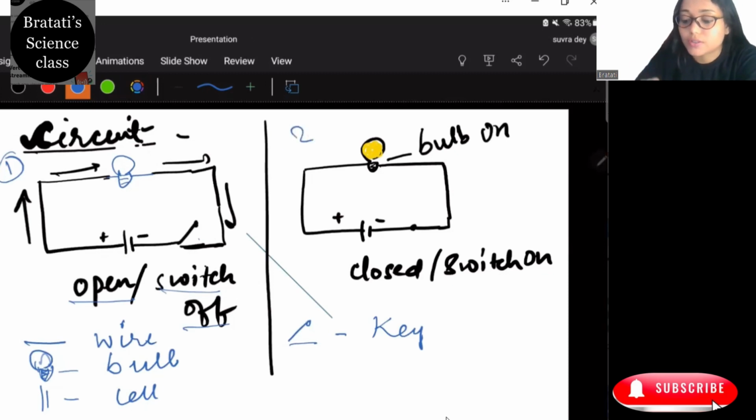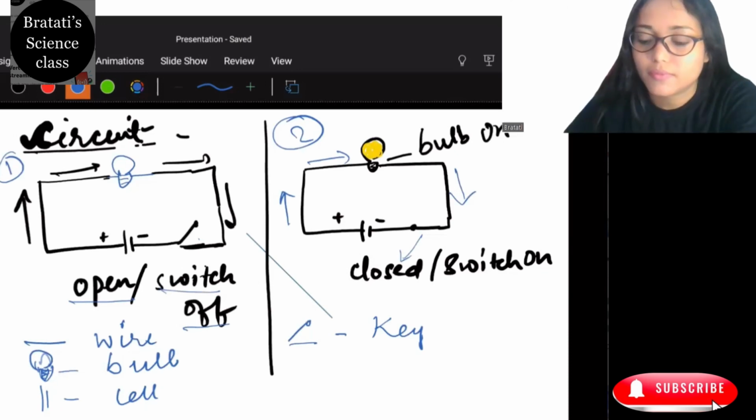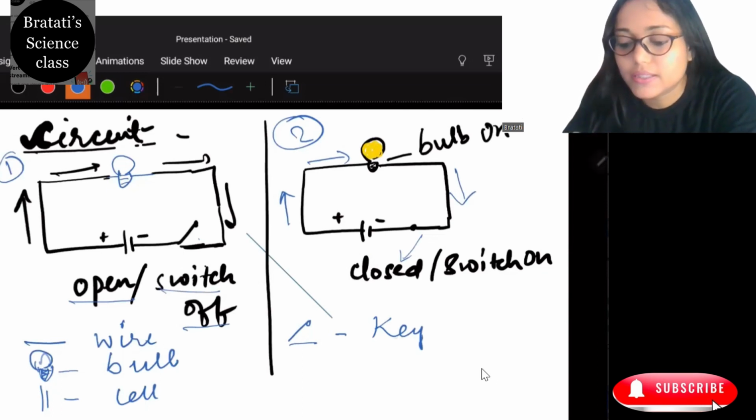In the second picture, look at the circuit. Similarly, from positive to negative, it's moving. Here the key is closed. The key is closed and this is the switched on condition, like when we switch on our fan or light. So this is the scenario of the circuit. In this case, see the current is moving from the positive to negative and it's reaching the negative end. So as a result, the bulb is on here. Okay, the bulb is on here and this is our circuit about the closed and the open circuit.